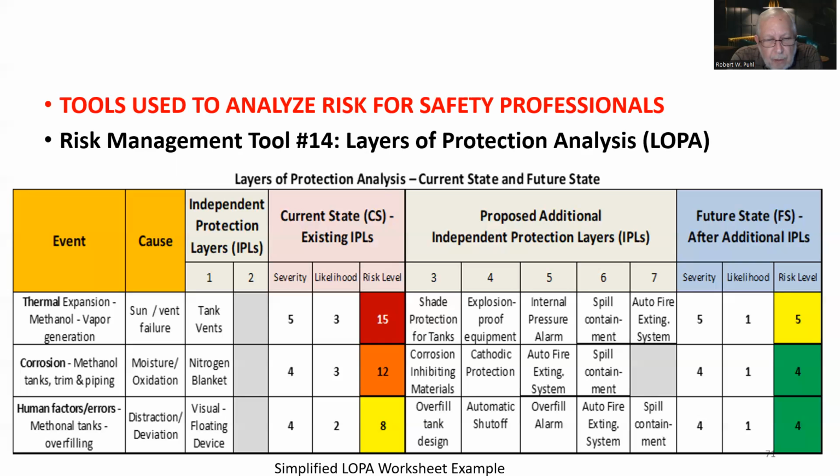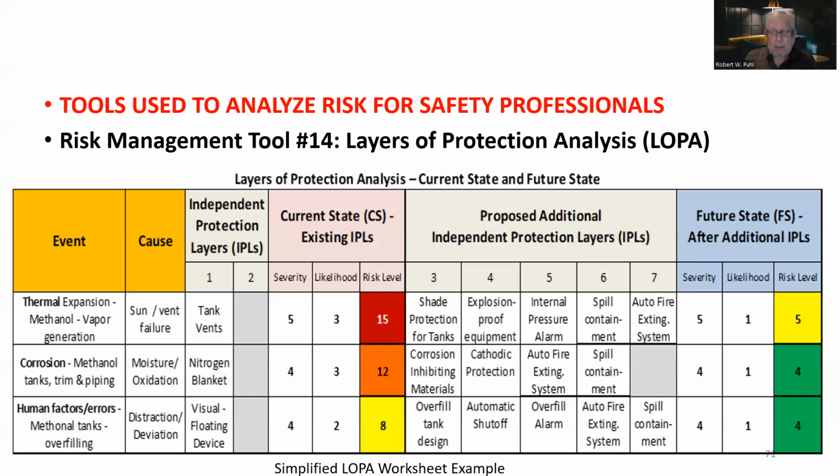And the third one, the human factors, methanol tanks overfilling. Now, I don't know why you think they would have had this overfill tank design, automatic shut off, and all that stuff in there before, but obviously they didn't. So that was a pretty high risk level, but they got it down to a 4.